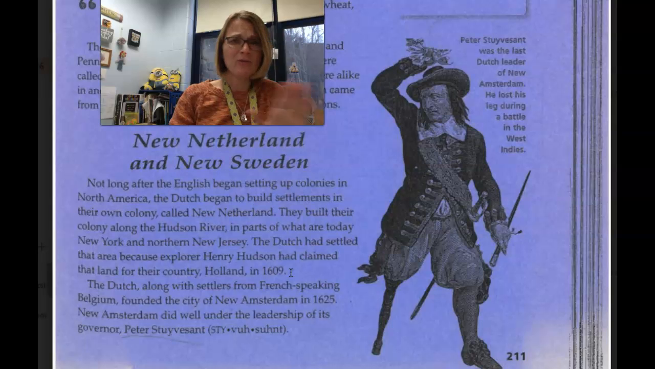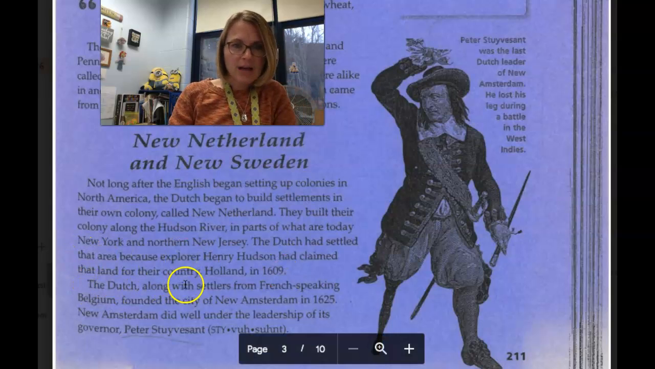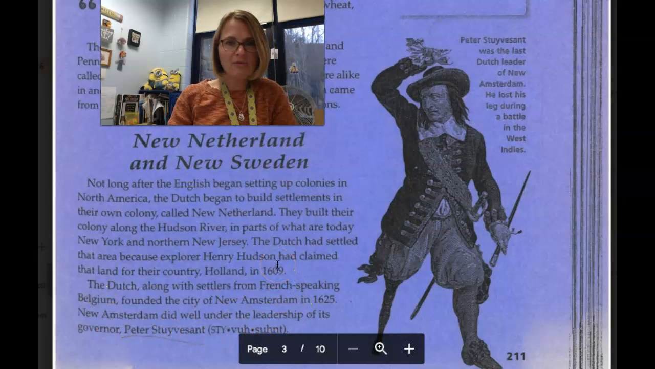So there's a lot of names for the same people there. It might be hard to keep track of. The Dutch, along with a few settlers from French-speaking Belgium, oh, so now Belgium's involved, founded the city of New Amsterdam in 1625. So that's around the same time the Pilgrims are building their colony in Massachusetts. New Amsterdam did well under the leadership of its governor, Peter Stuyvesant. So, all right, cool. I have some information here.